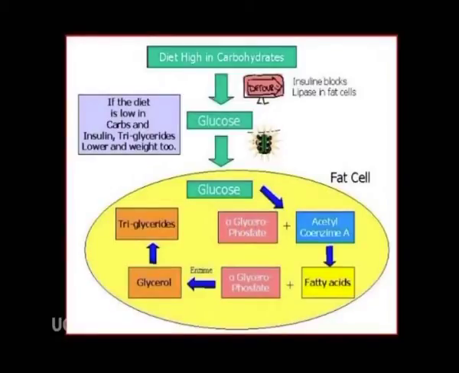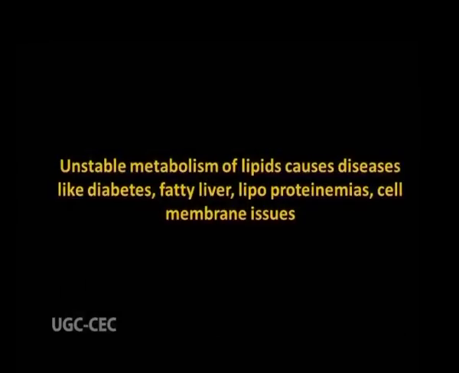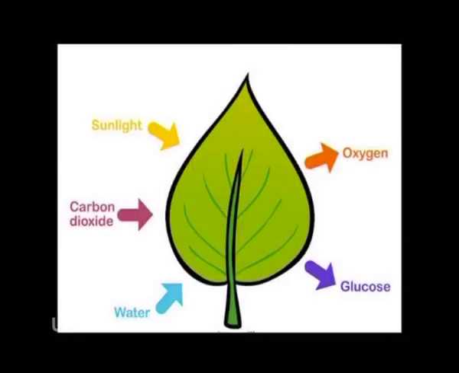Both carbohydrates and lipids play a major role in the well-being of the human body. Unstable metabolism of lipids causes diseases like diabetes, fatty liver, lipoproteinemias, cell membrane issues, etc. One of the chief and important processes in the biosphere, the segment of the earth in which life can occur, that has allowed the evolution of life as it now exists, is the conversion by green plants of carbon dioxide from the atmosphere into carbohydrates using light energy from the sun. This process is called photosynthesis.